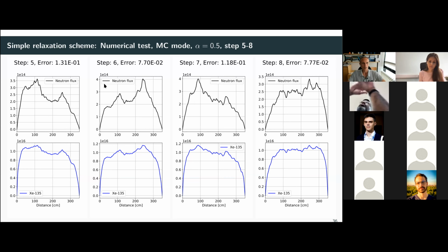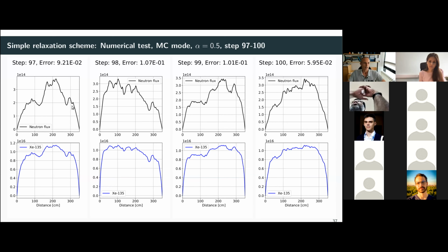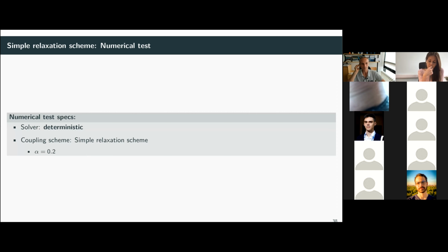Here you can see steps 97 to 100. It doesn't look like it's getting much better. The noise is very severe, and we seem to have the stability issue here. Now you may say that it may require many more iteration steps, but we will see later that that is actually not the case. So it didn't really work with the step size 0.5, neither for the deterministic nor the Monte Carlo mode.